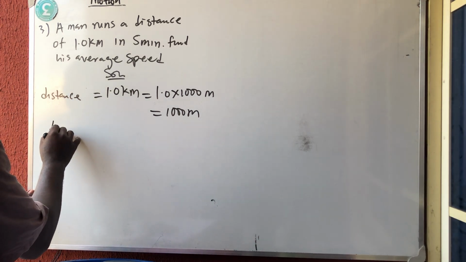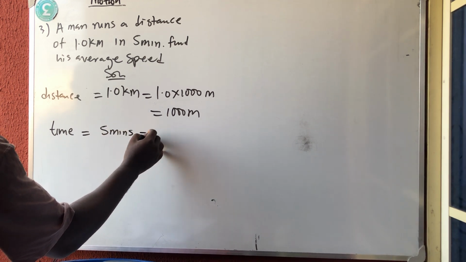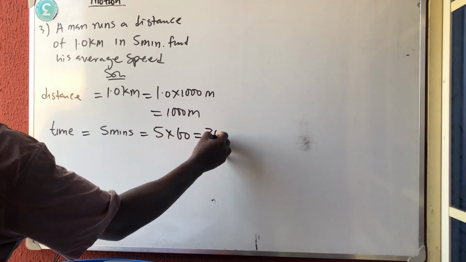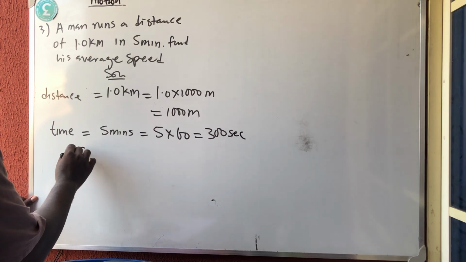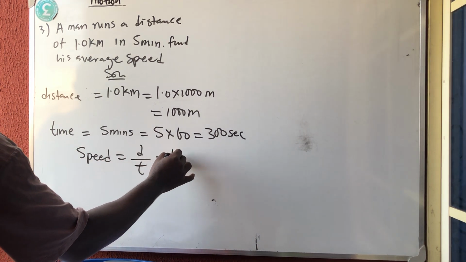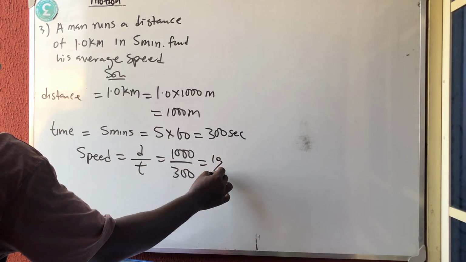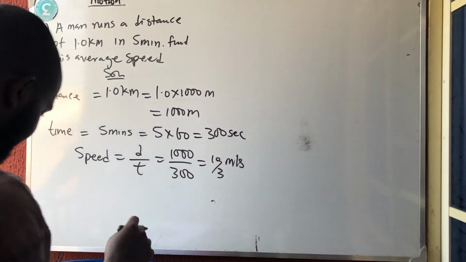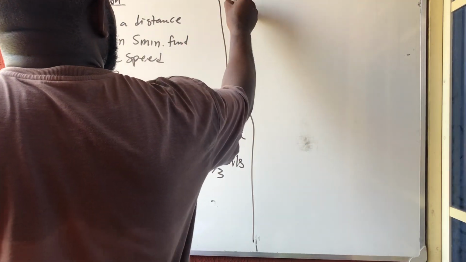Then the time is equal to 5 minutes. To convert it to seconds, it is 5 times 60, which is 300 seconds. So the speed is equal to distance over time, which is 1000 divided by 300. So I'm having 10 over 3 meter per second. As simple as that. So number 4, you see, it's very simple.